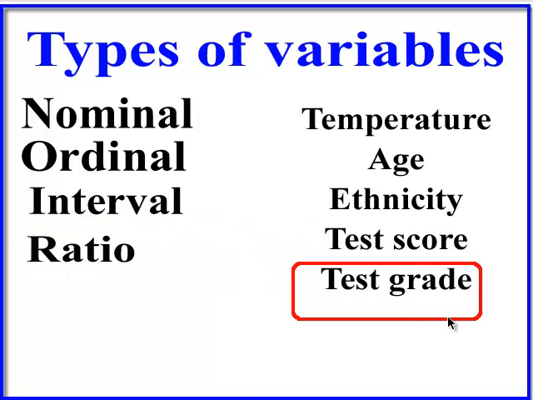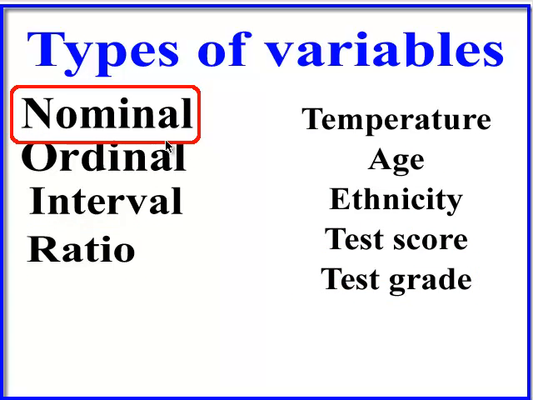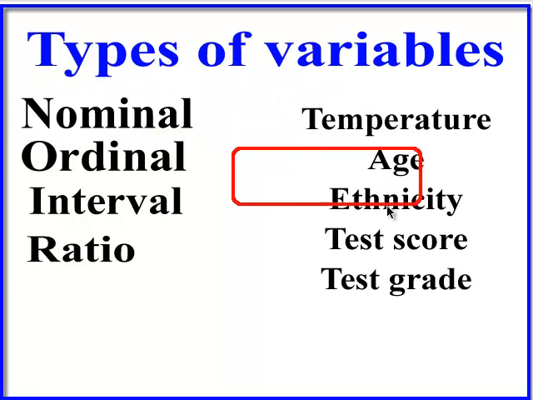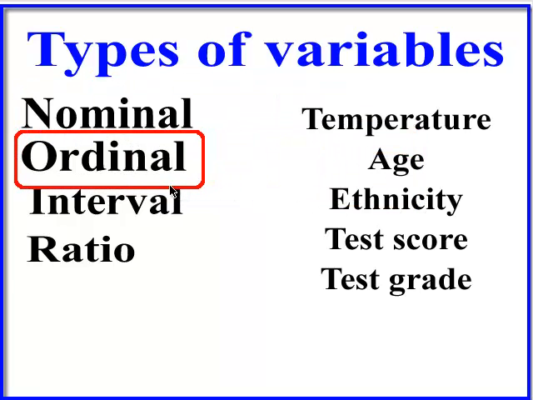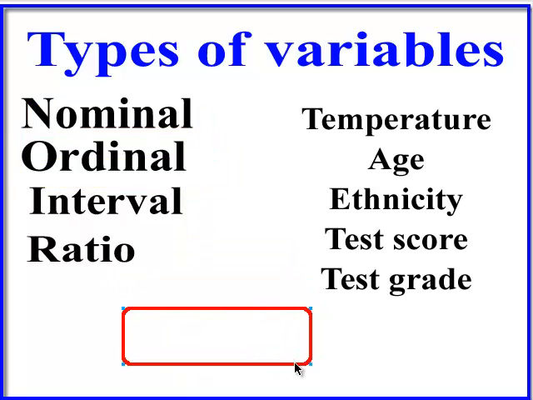Test grade can either be nominal, right? Category A, B, C, D, or it could be ordinal because an A is greater than a B is greater than a C, that kind of stuff. So either one of those is it.